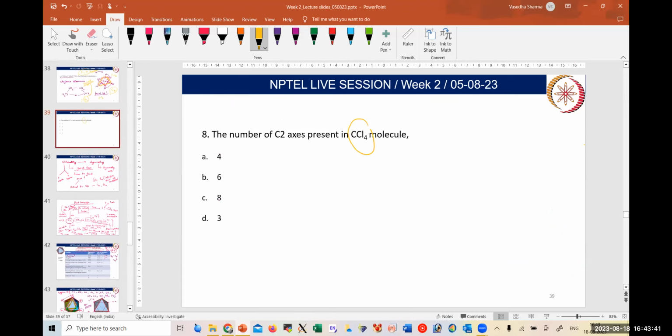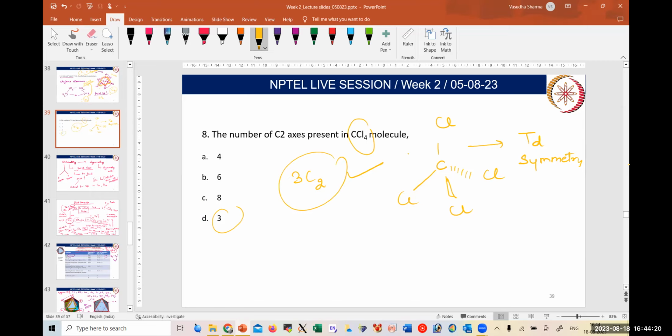Since it is C with four Cl, it belongs to a tetrahedral symmetry. The symmetry is tetrahedral, so that is fine. And we know that the C2 axes pass through opposite edges, and we have 3 C2s in number.